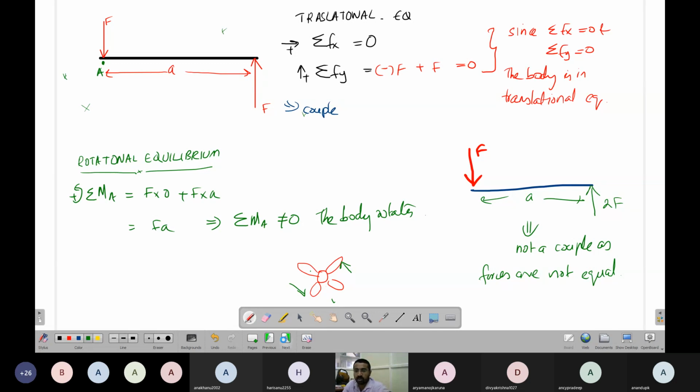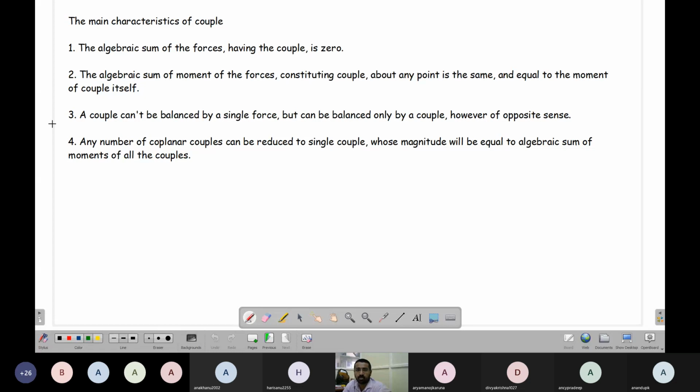Okay. Now we have to see the properties of a couple. There are four characteristics. The first characteristic of a couple: the algebraic sum of the forces forming the couple is zero. These are my two forces forming a couple, F1 and F2. If I add these forces, one is F1 and the other is minus F2 because it is in the other direction, so the sum is equal to 0.